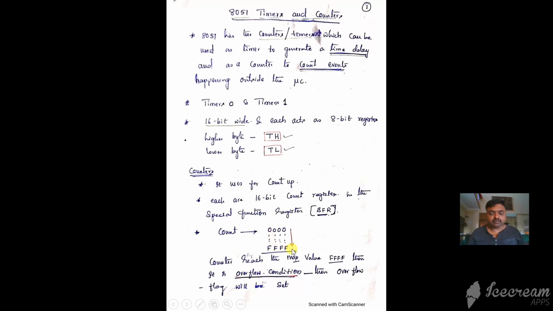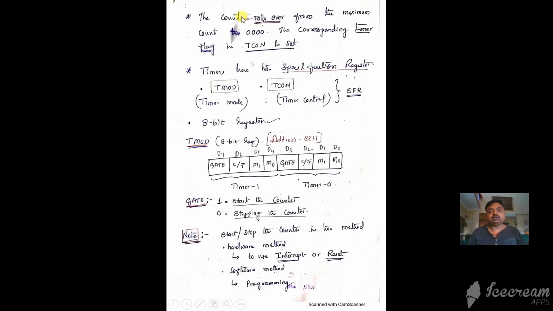Once it reaches FFFF, the timer flag occurs. That means TF identifies that an overflow has occurred, that it exceeds 16 bits. Then the timer overflow flag, TF, is set, and the counter stops. This condition is known as the rollover function.